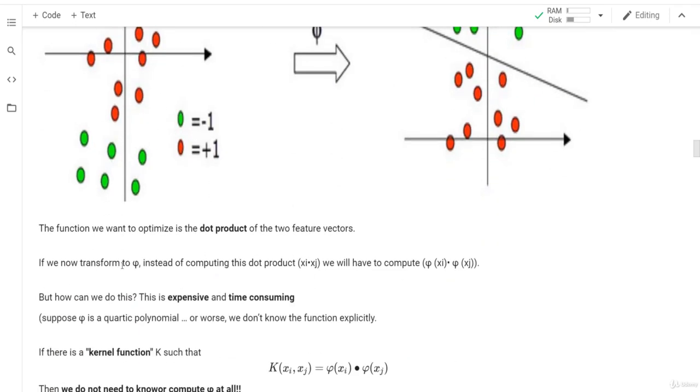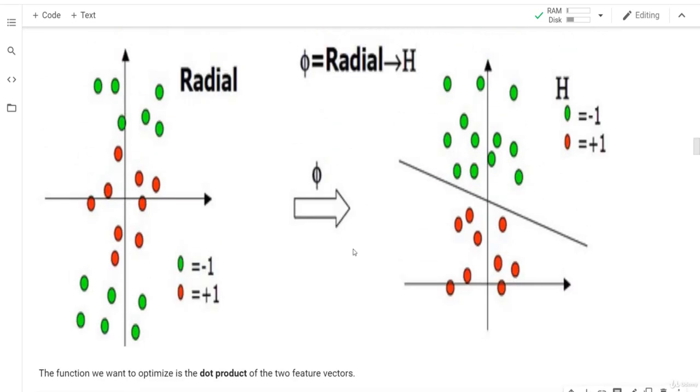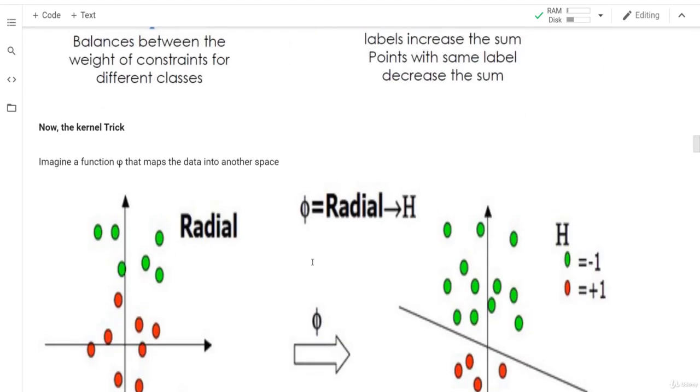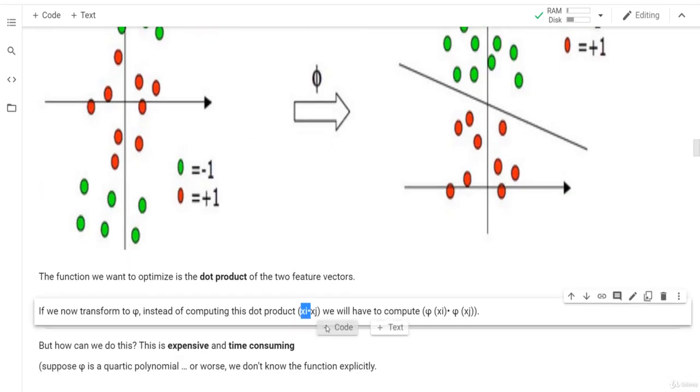Now, if we transform using this function, instead of computing this dot product, where we said that the dot product is xi times xj, we will have to compute phi of xi times phi of xj. So we will apply the transformation function on xi, and we will apply the transformation function on xj, and then we will compute the dot product between these two vectors after transforming.